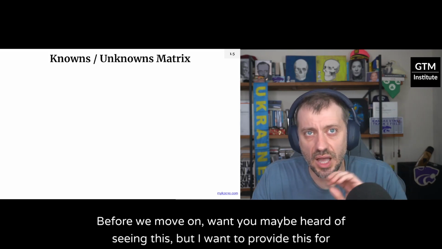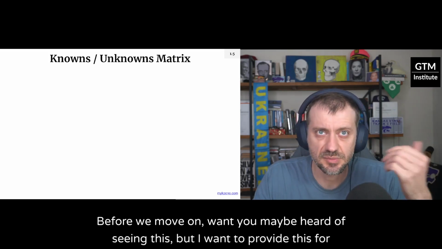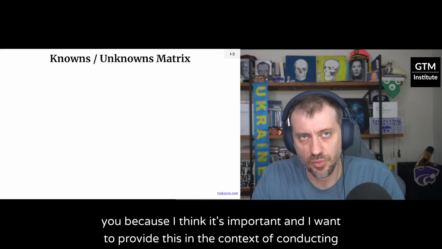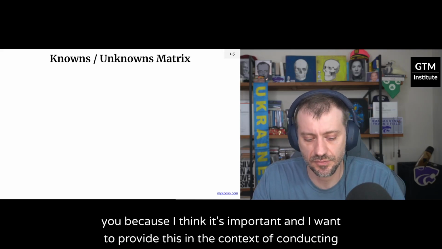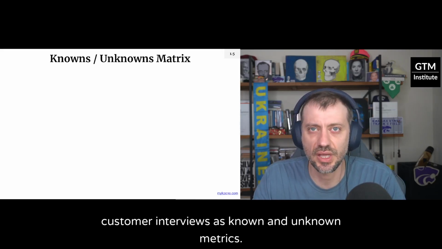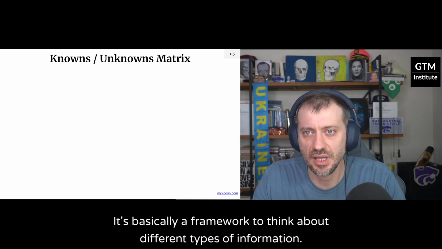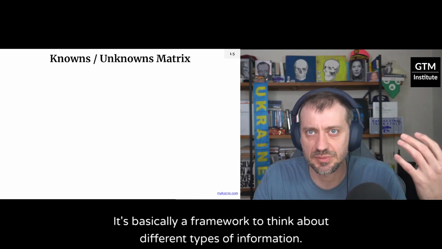Before we move on, you maybe have heard or seen this, but I want to provide this for you because I think it's important, and I want to provide this in the context of conducting customer interviews: the known and unknown matrix. It's basically a framework to think about different types of information.